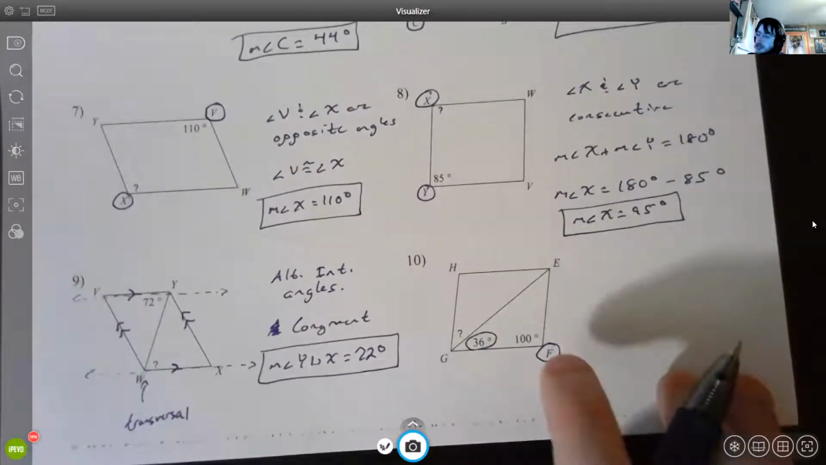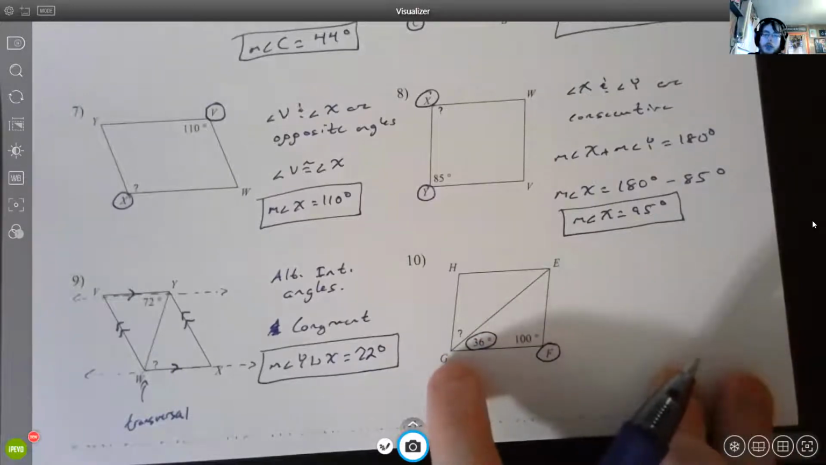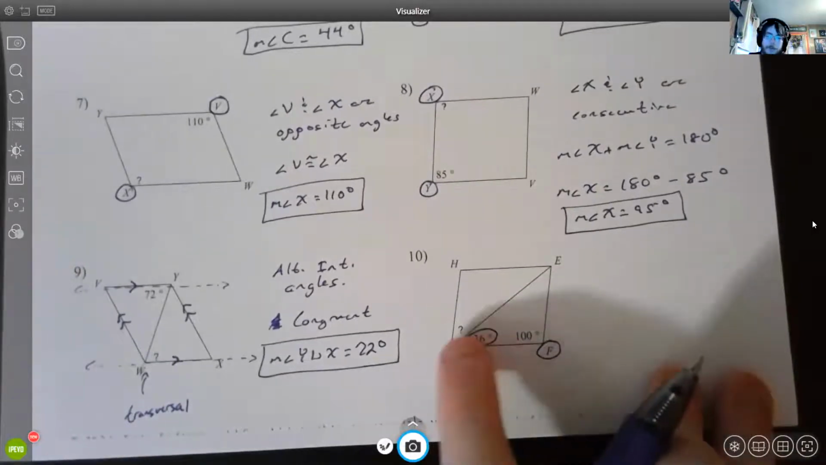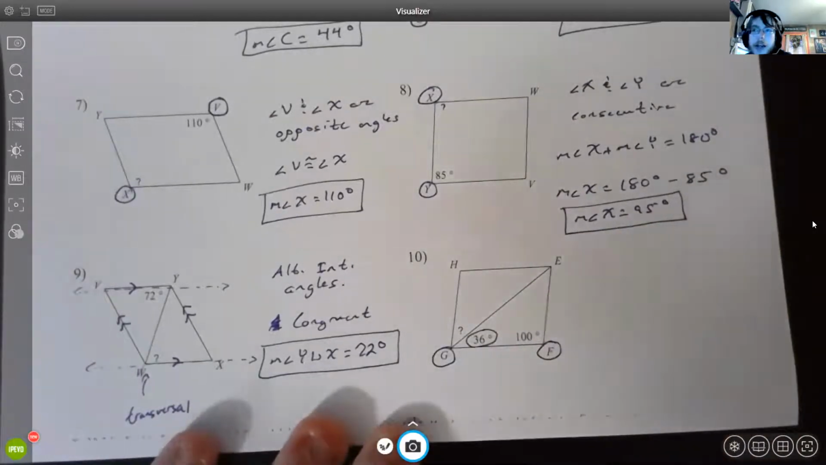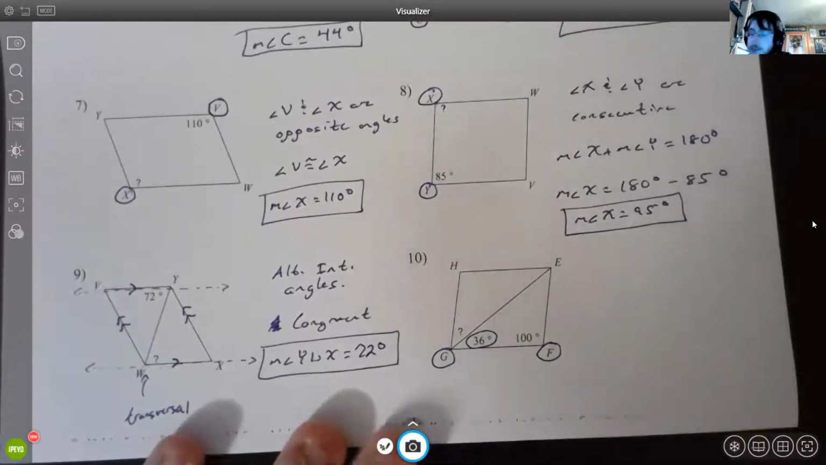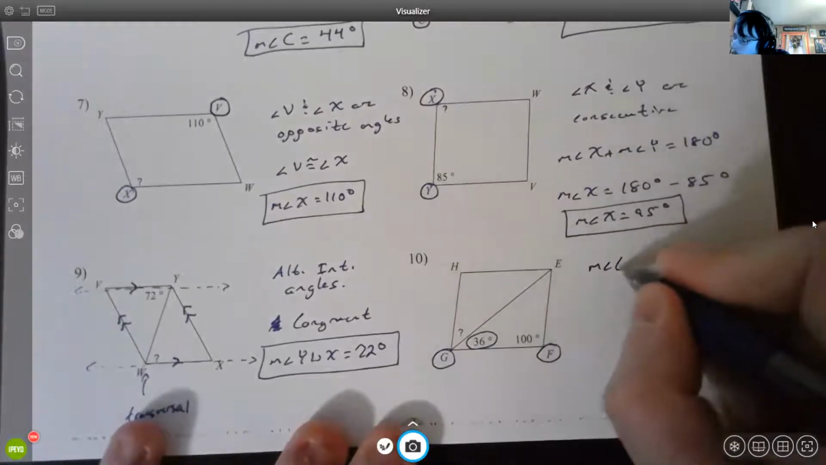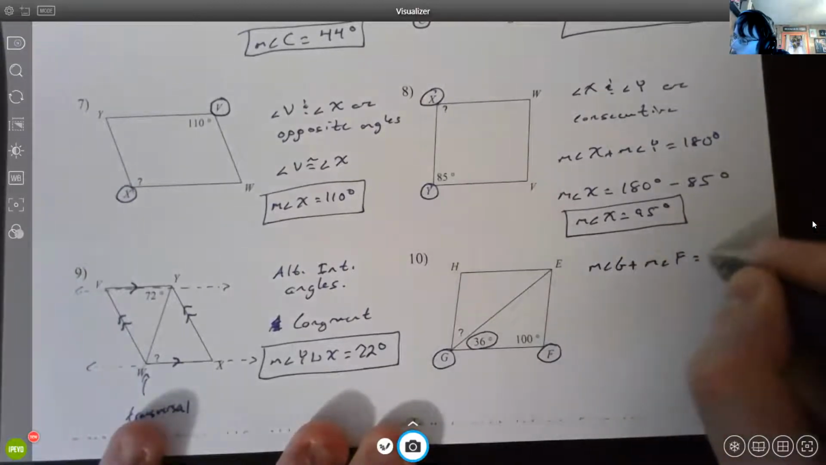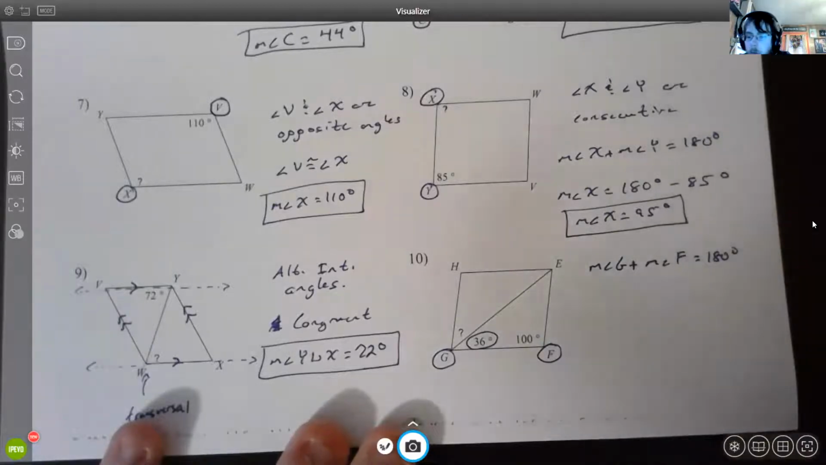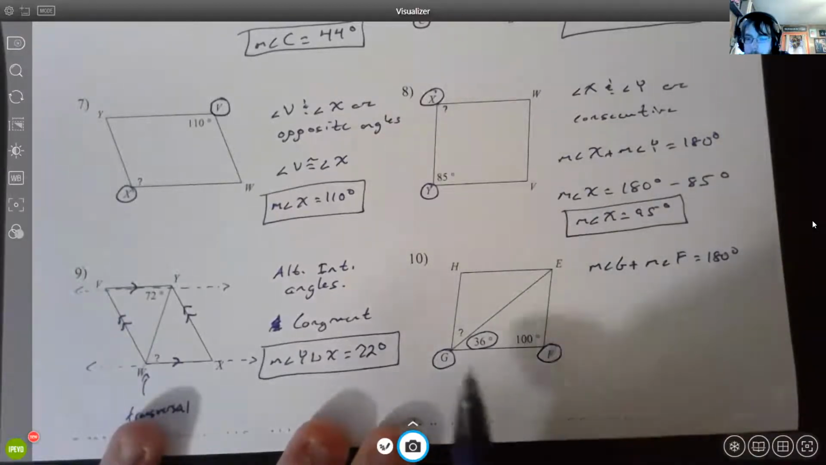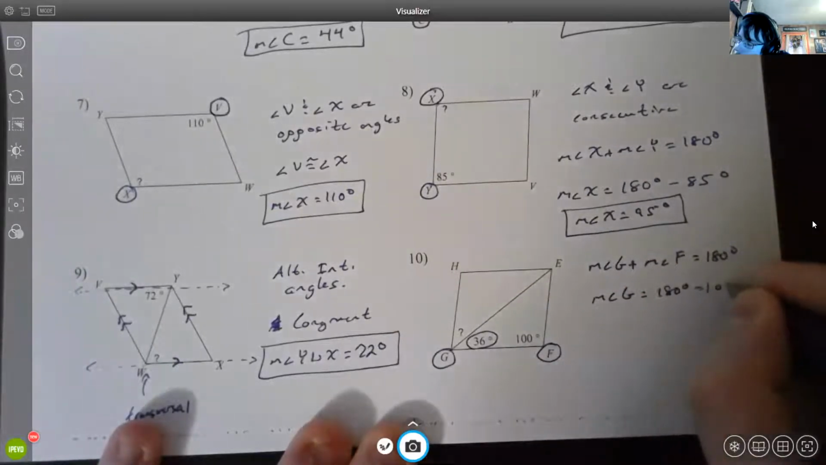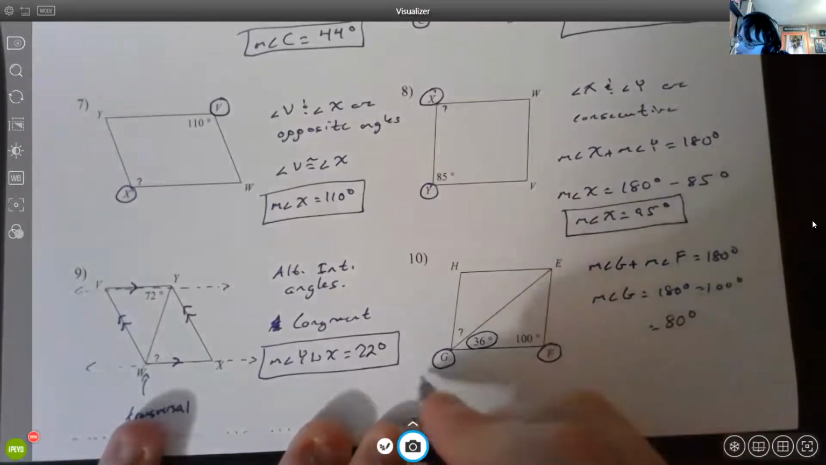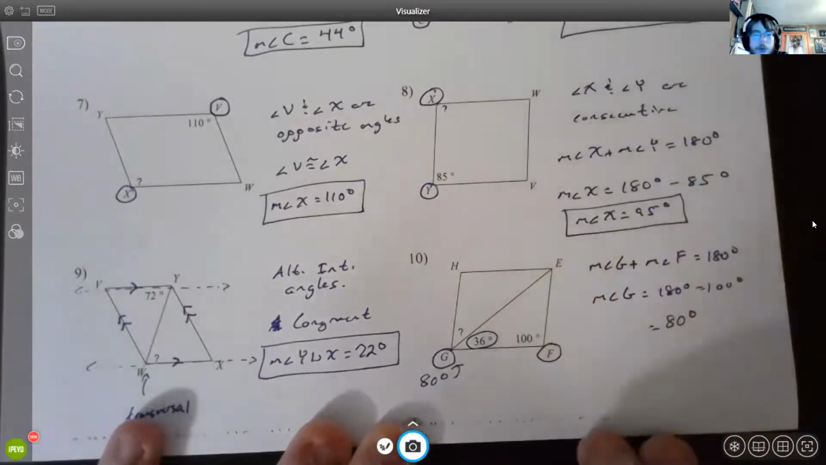So we need to figure out the whole of what angle G should be equal to before we can find the part. So if we look at angle G and angle F, are they consecutive or are they opposite? Well, G and F are connected. So that means that the measure of angle G plus the measure of angle F must equal 180 degrees. Well, we know angle F is 100. So to find G, we take 180 and subtract 100, and we get 80 degrees. So angle G is 80 degrees.